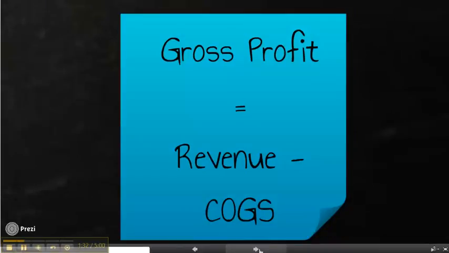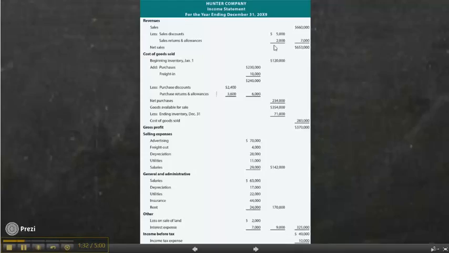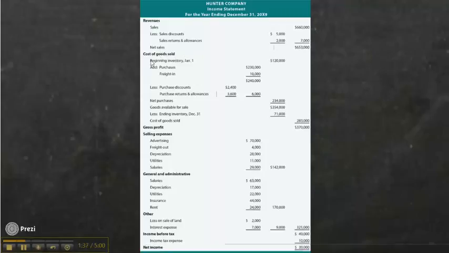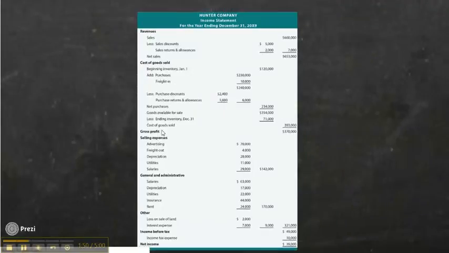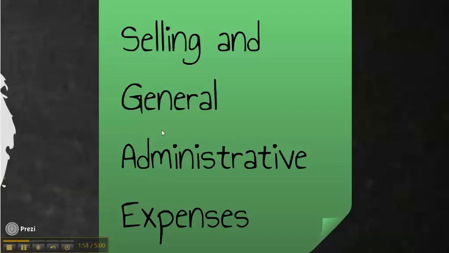Now we see an example here. We have our revenue, our cost of goods sold, which includes our beginning inventory and our ending inventory. Everything in here is your cost of goods manufactured. And if you have a look at these numbers, it all adds up to the equation I have just provided for gross profit. Now moving on, we have selling and general administrative expenses.